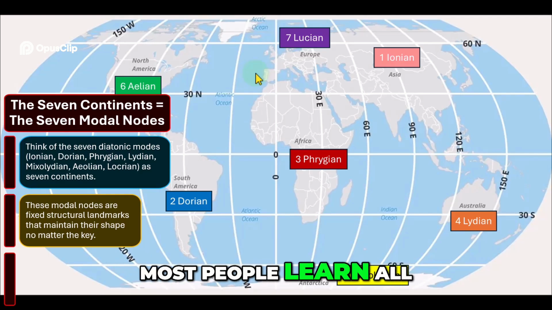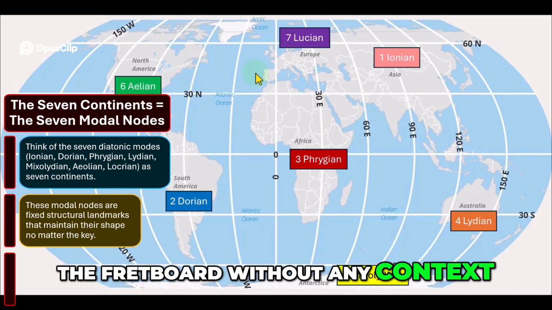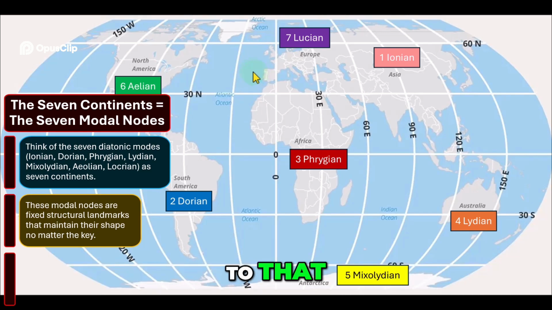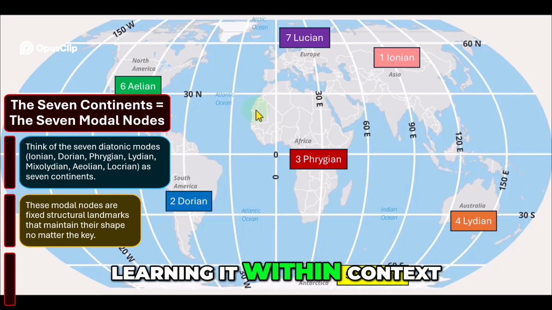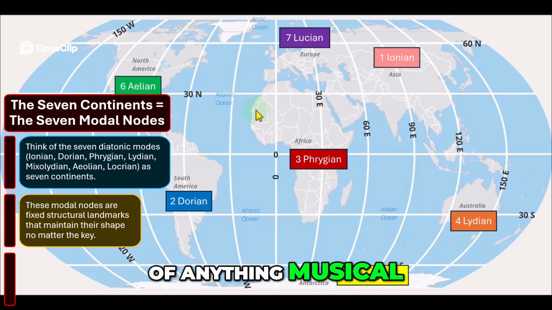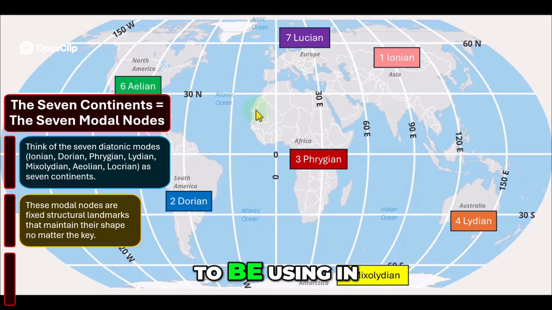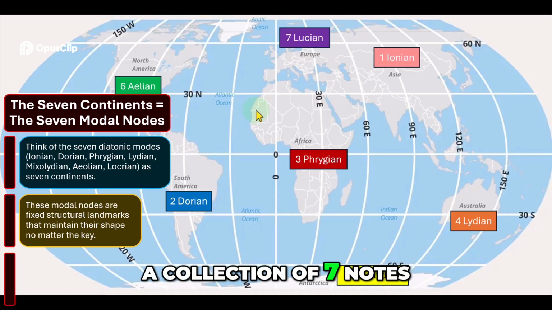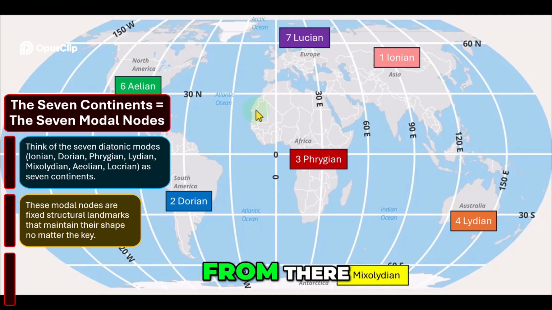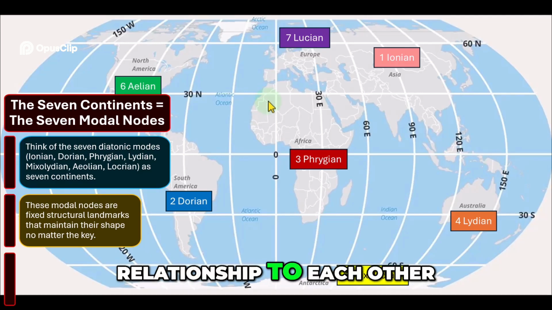Most people learn all of the positions on the fretboard without any context. There could be use to that, but it's going to be way more difficult, and you're not really learning it within the context of anything musical. You might as well learn the context of something musical, and we're always going to be using in Western music almost all the time a collection of 7 notes. You can break it down to 5 notes from there, but even that is derived from the 7 notes, and they're always going to have the same relationship to each other.